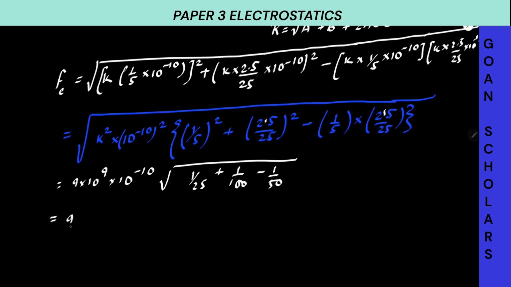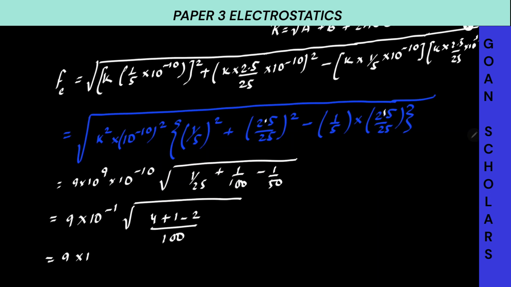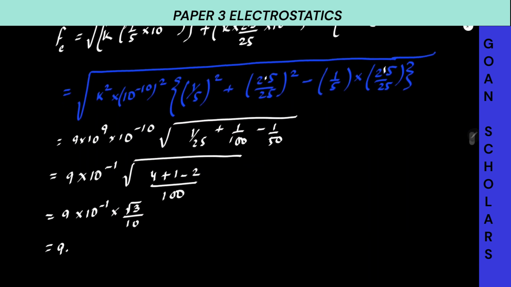Let's make it more simplified. 9 into 10 to the power minus 1, root under this, let's make it 100. 25 fours are 100, 4 plus 1 is 5, minus 2, 3 by 100. So this will be 9 into 10 to the power minus 1 into root 3 by 10. Why? Because root of 3 by 100 is root 3 by 10. This will become 9 root 3 into 10 to the power minus 2. And what are we calculating? Force. So this is in Newton. I hope this is clear. So the correct answer for this is 9 root 3 into 10 to the power minus 2.